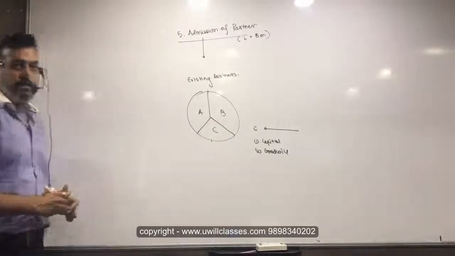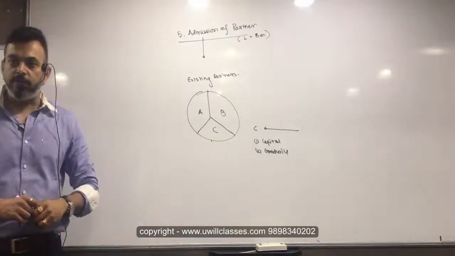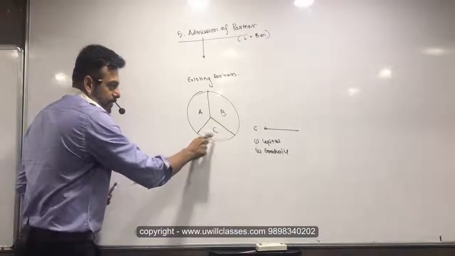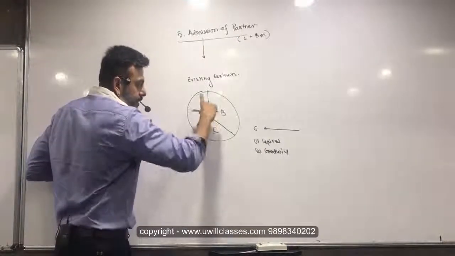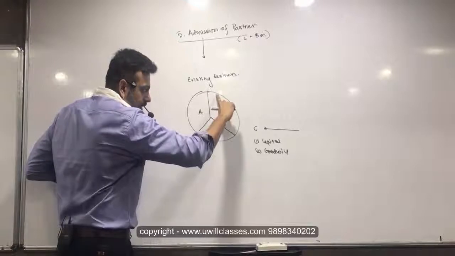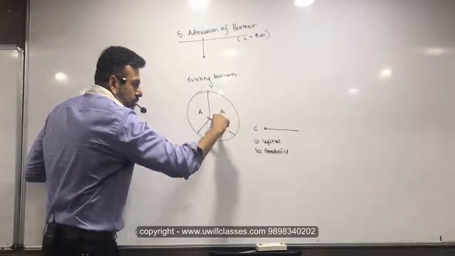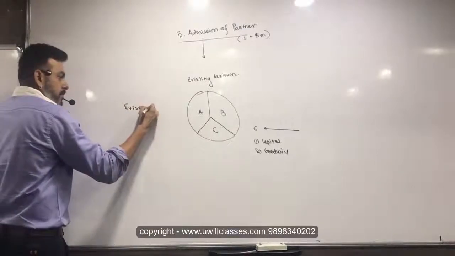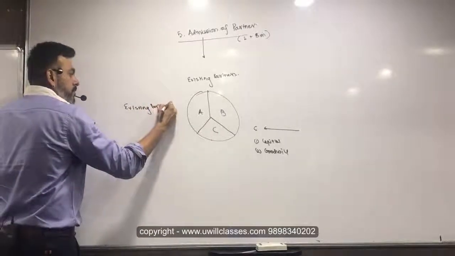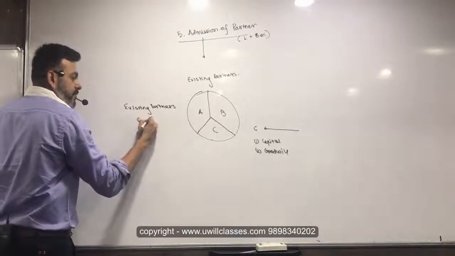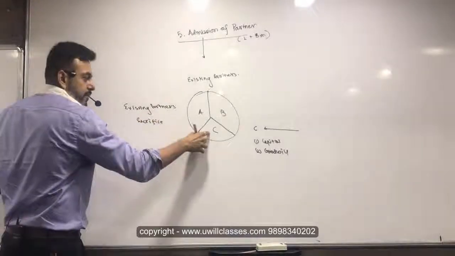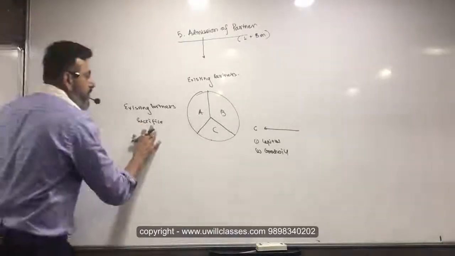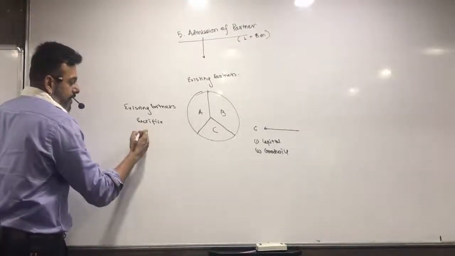can I say A and B are sacrificing? Yes. The moment C enters the partnership, can you see over here, the share of A goes down and the share of B also goes down. So existing partners will sacrifice to accommodate this partner C. You understood this? Now, how do we calculate this sacrifice?